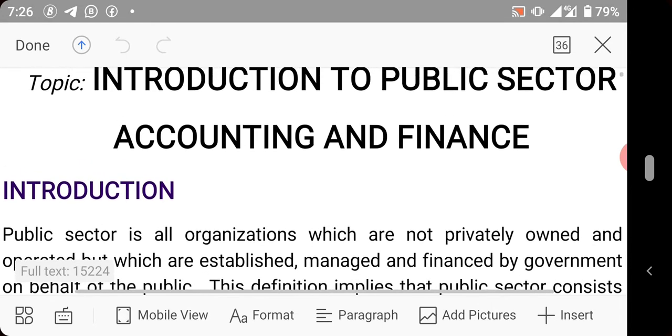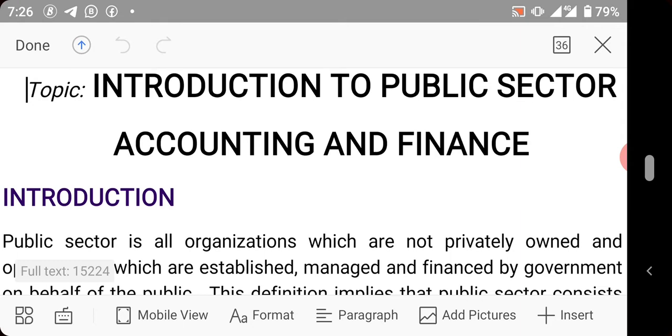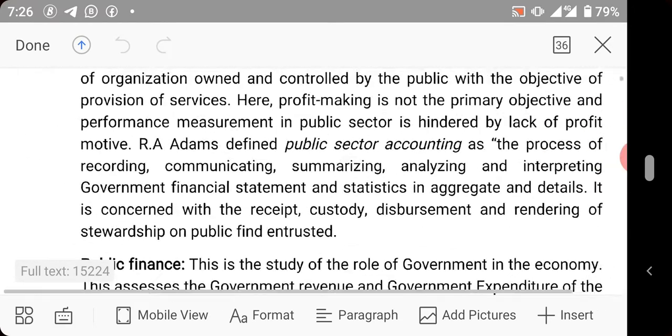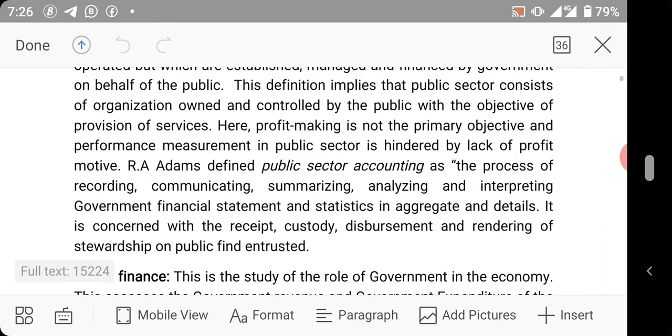Now, finance actually deals with how they secure money and how money is spent through policies, and what are the objectives, that is, macroeconomic objectives of the Nigerian government. So these are what we are going to be discussing in this topic. But based on that, we shall shortly look at the definition of public sector.